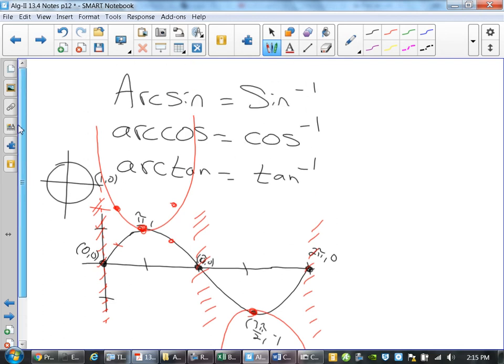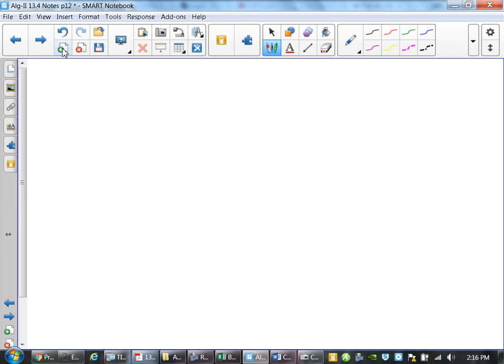What I just wanted to show you guys is the nomenclature, the labeling. Arc sine is the same thing as sine inverse: what angle has that sine? Arc cosine, what angle has that cosine? Arc tangent, what angle has that tangent? It all means the same, okay? So you can do stuff like this.